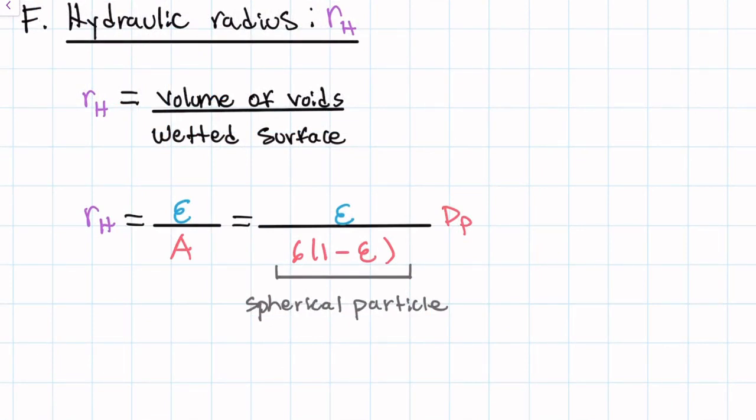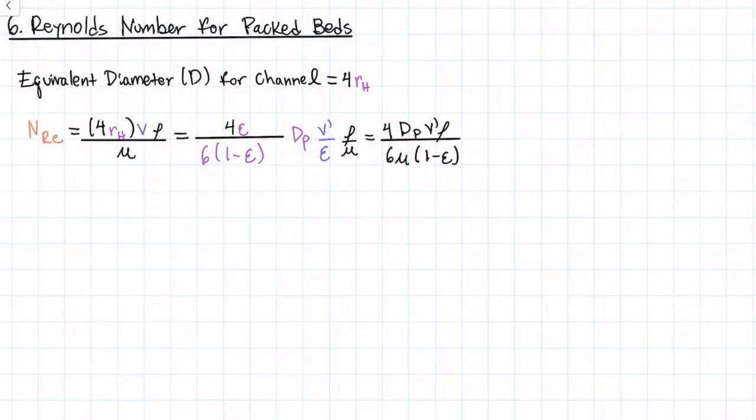Hydraulic radius is defined as the volume of voids over the wetted surface, and this can essentially be represented by the void fraction divided by the A we defined earlier, which was the ratio of the total surface area to the total volume. Finally, we can redefine the Reynolds number in terms of hydraulic radius and average interstitial velocity.